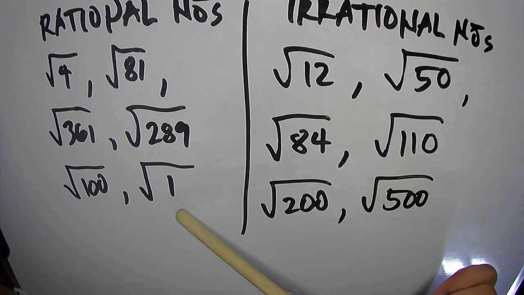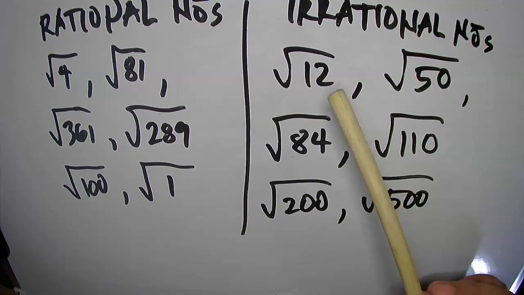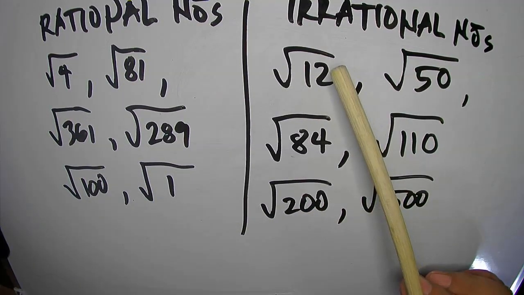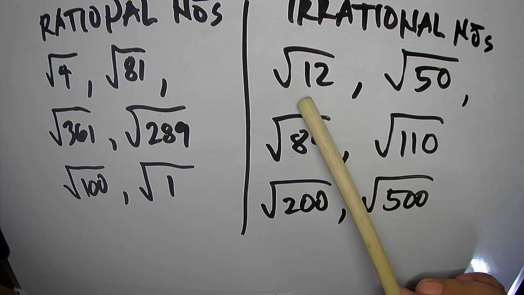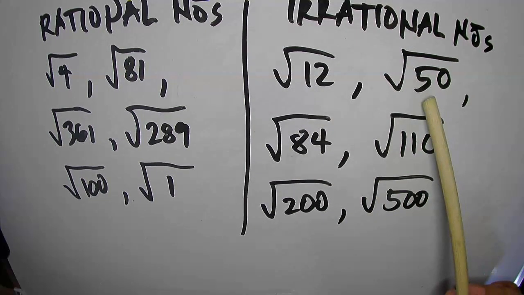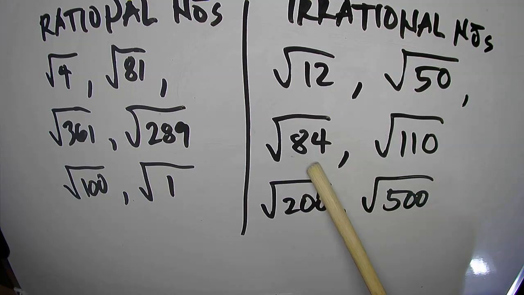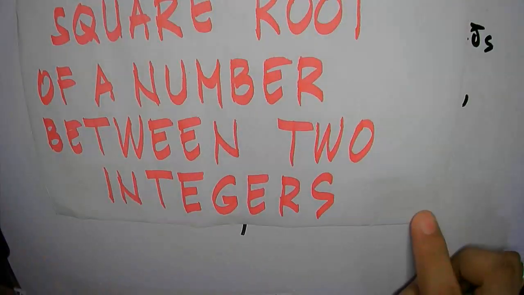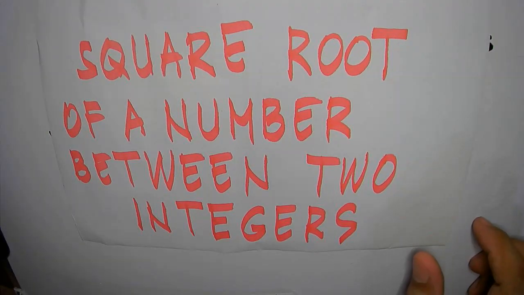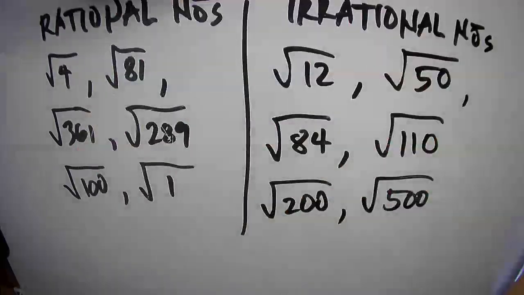Okay? So doon natin sila makikita, pero we don't have idea kung saan natin makikita yung square root of 12, square root of 50, square root of 84, square root of 110, square root of 200, square root of 500. Kaya babalikan natin yung lesson natin na square root of a number between two integers. Okay? So, saan nga ba natin makikita yung mga yan?